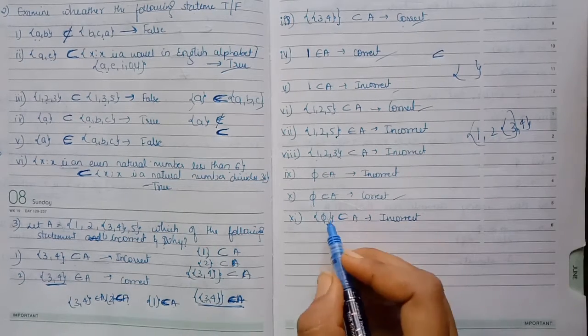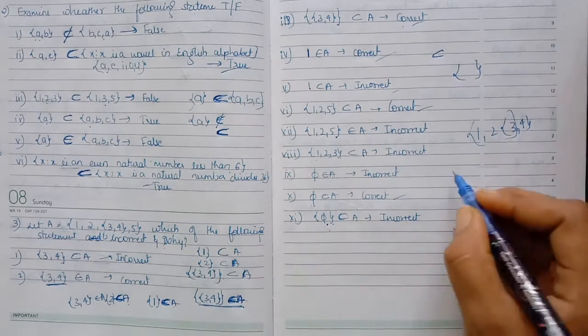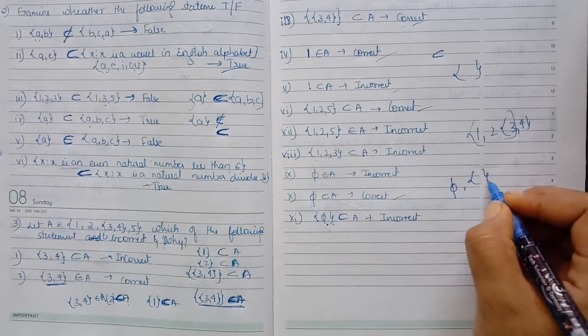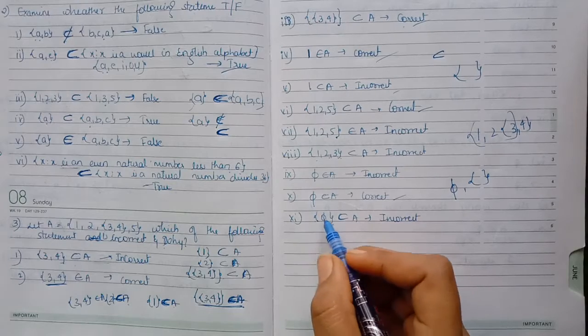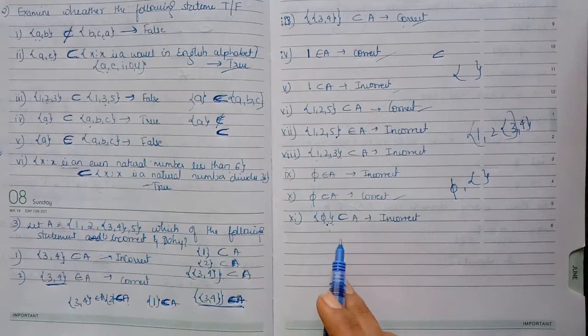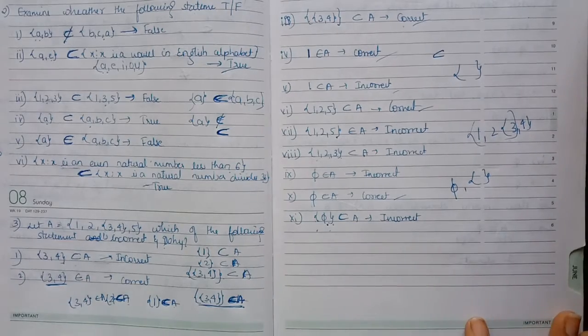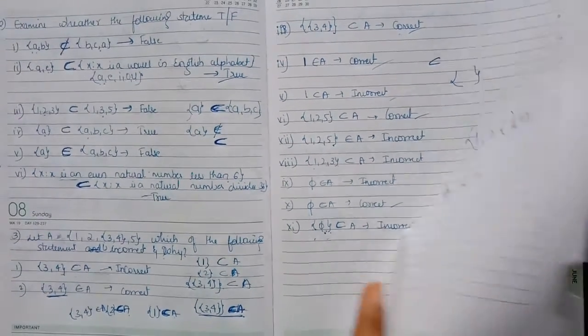So next one is psi is a subset of A. Here both signs are used. We should use for the null set either this phi or this bracket. Here they have used both: psi is also used, bracket is also used. So it is not a correct way to write it. So it is an incorrect statement. So we will move to the next one.